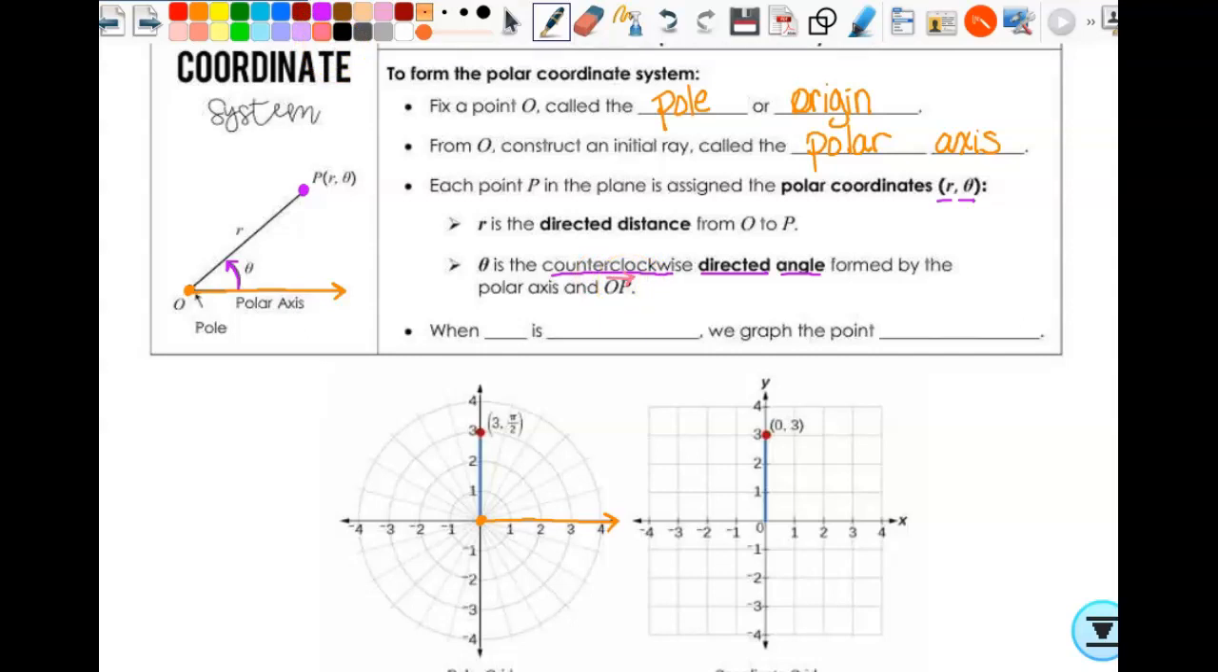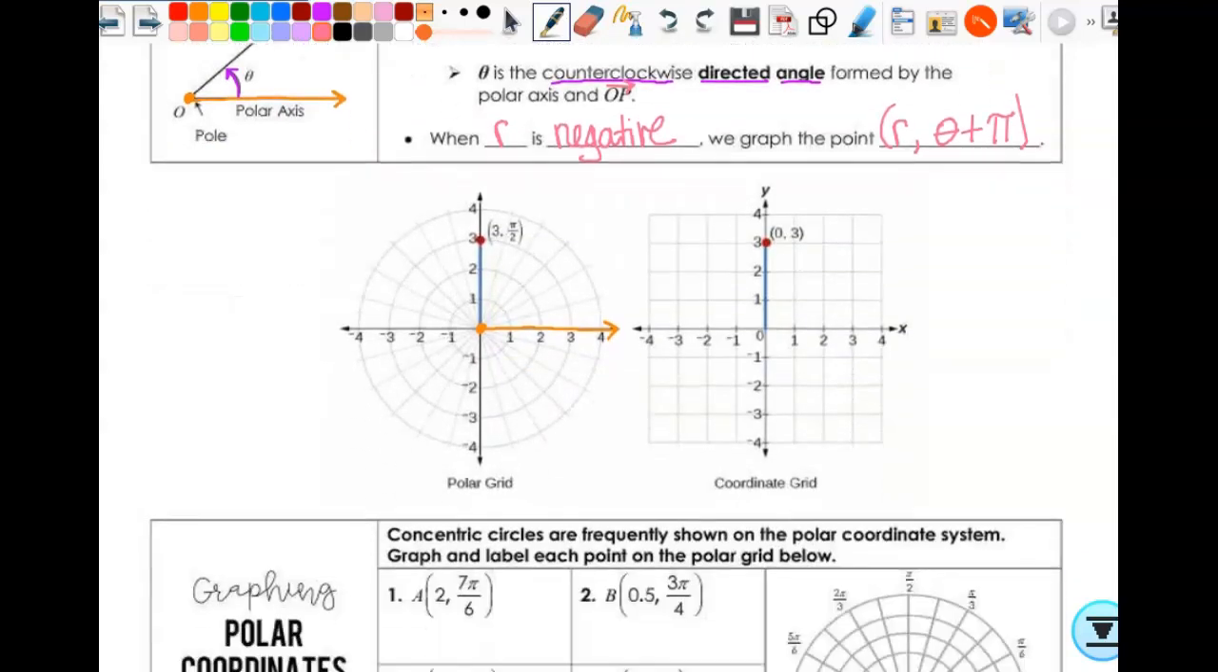So instead of having an x coordinate and a y coordinate, you have a distance you go out from the pole, and then you have an angle that you rotate. When r is negative, we graph the point positive r, comma, theta plus pi. And I'll show you how we'll handle that once we get down to the graphing part of it. Everybody good so far?